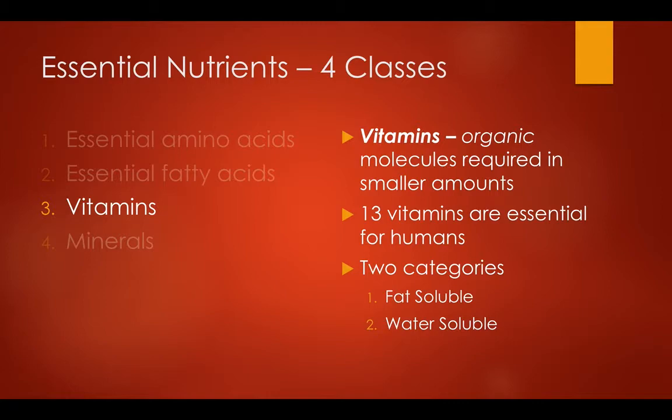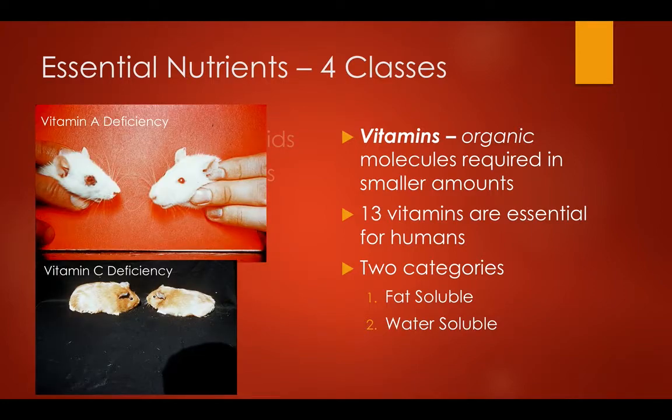Next, we have vitamins. Like everyone always says, make sure you get your vitamins and minerals. Well, vitamins are first, and we'll talk about minerals next. Vitamins are organic molecules that are required in smaller amounts. There are 13 vitamins that are essential for human beings, and there are 2 different categories of those, fat-soluble and water-soluble. When we have a vitamin deficiency, it can result in vision problems, coat quality problems.